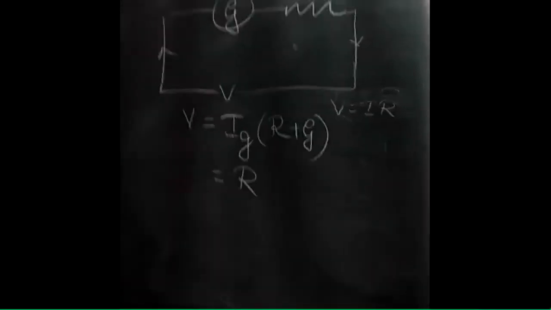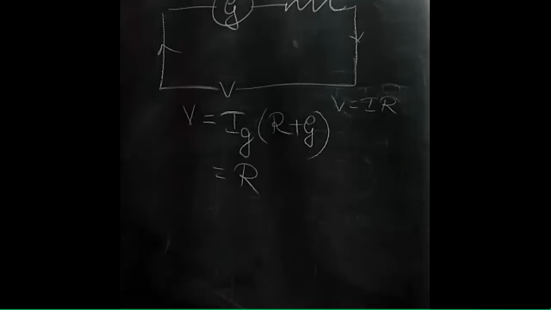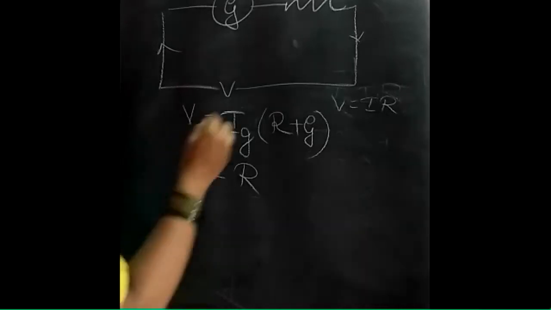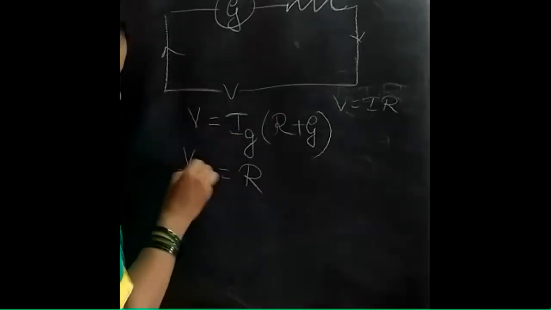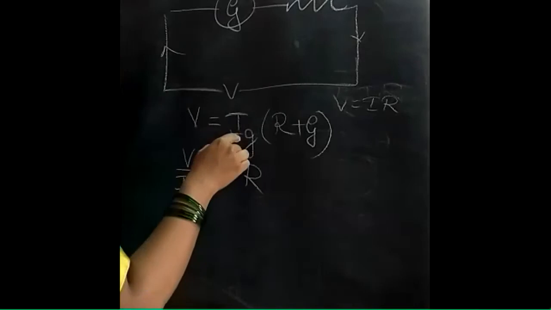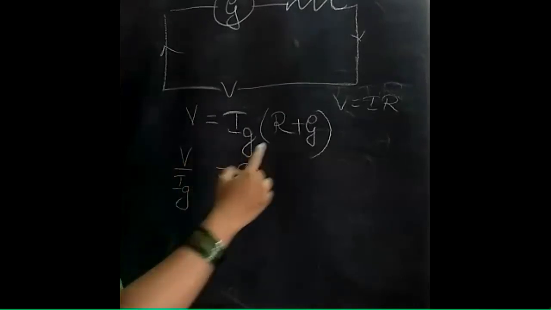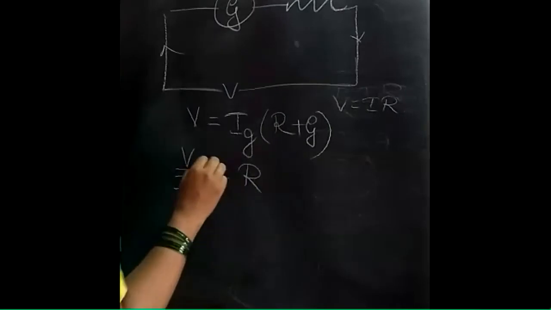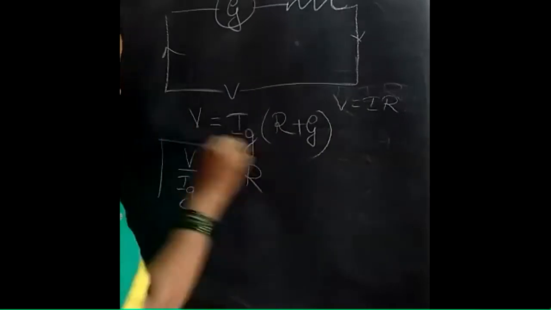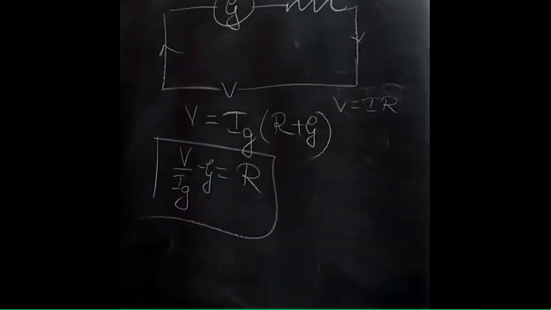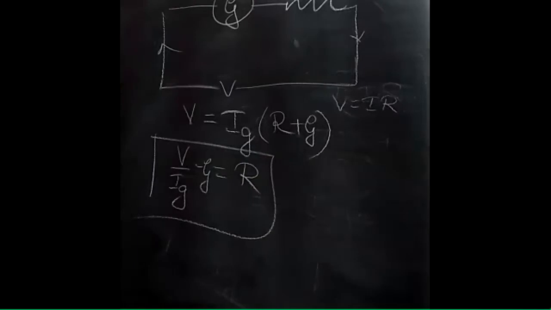See, the last step is R is equal to, how can you simplify it? This becomes V divided by Ig. To transfer this Ig to the other side, it comes in the denominator, V divided by Ig. Here we are writing R is equal to V divided by Ig, and this becomes minus G. This is the expression for the R value.